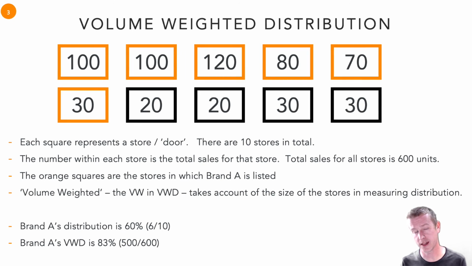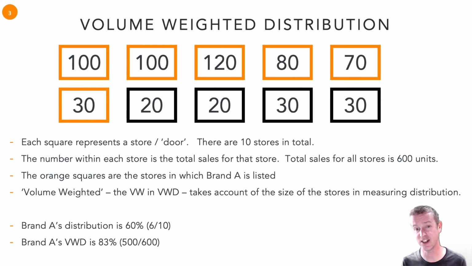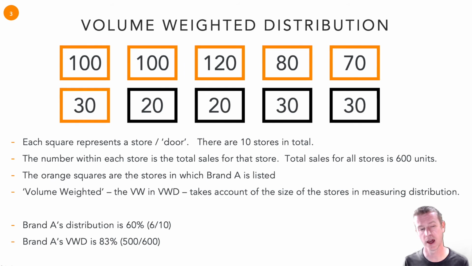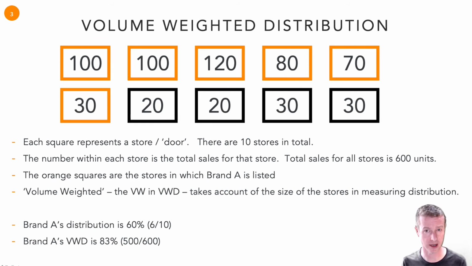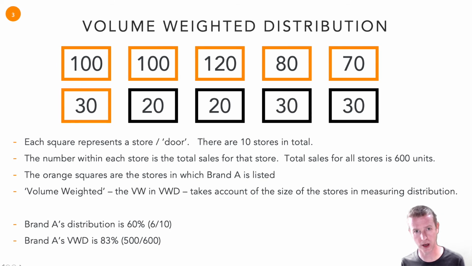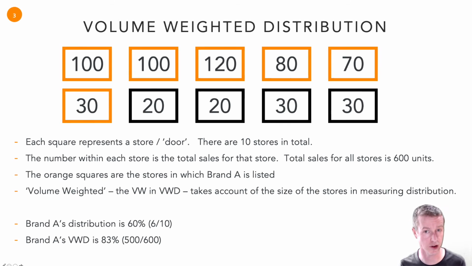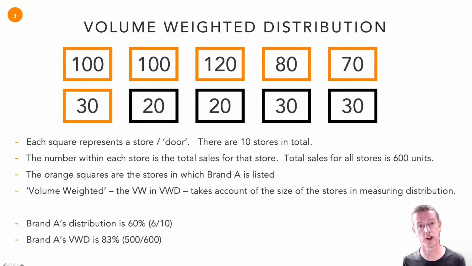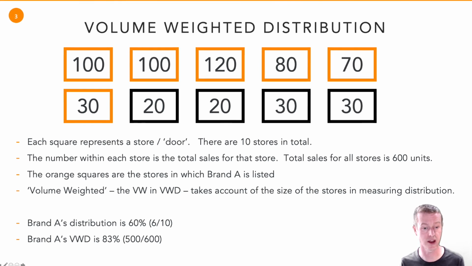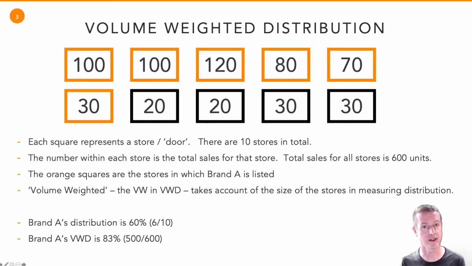Now, in this example, what we have is, though, Brand A is listed in the larger stores. So Brand A has performed well in terms of which stores it's listed in. And the volume weighted distribution metric in this example would be you add up the numbers within each of the orange boxes, within each of the boxes that Brand A is listed in, you get to 500. You divide that by the total sales of all the stores, 600, and you express it as a percentage to get 83%. The volume weighted distribution for Brand A is 83%.